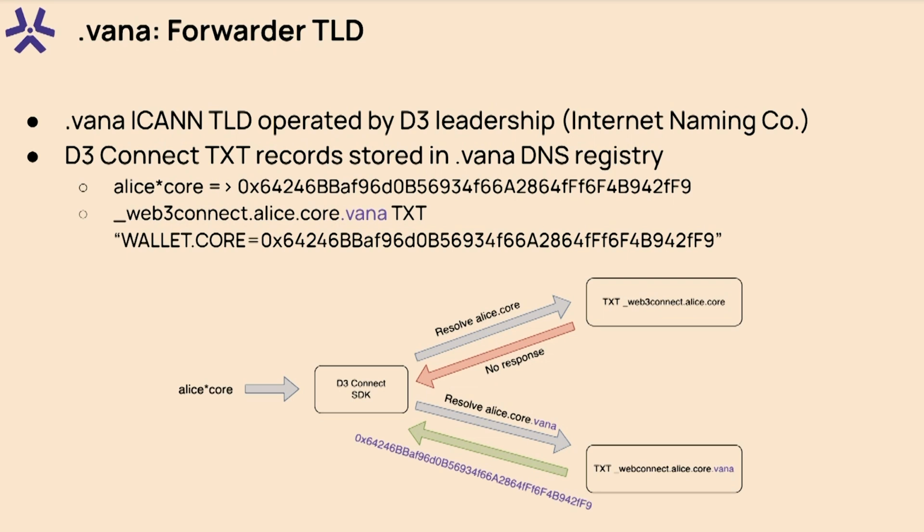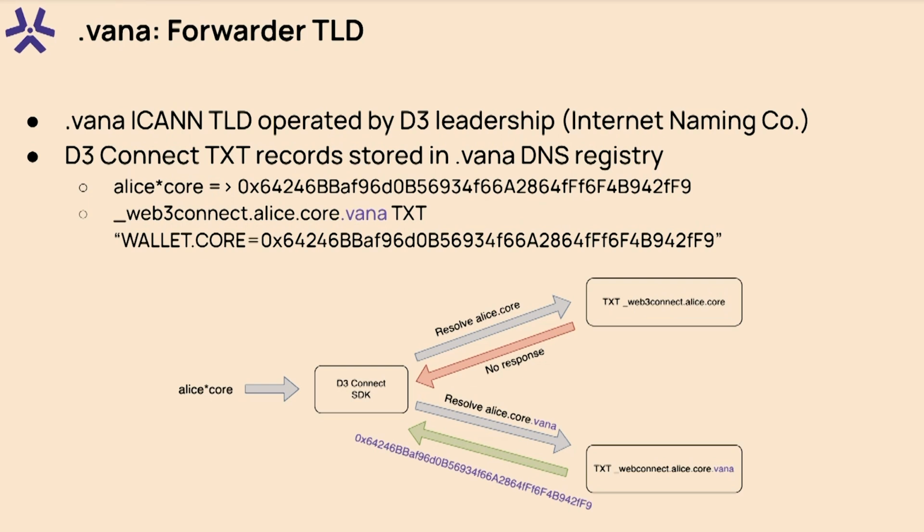In our D3 Connect SDK, if a user has a D3 name, such as alice.core, and they set their wallet address mappings, D3 Connect will create a text record with the host web3connect.alice.core.vana, and this gets stored in the Vana registry.